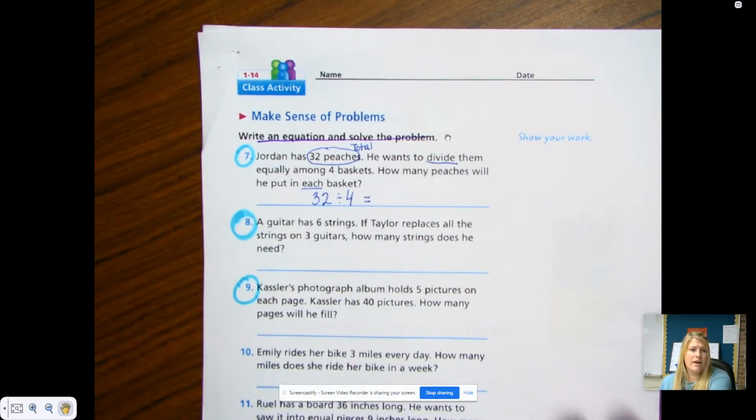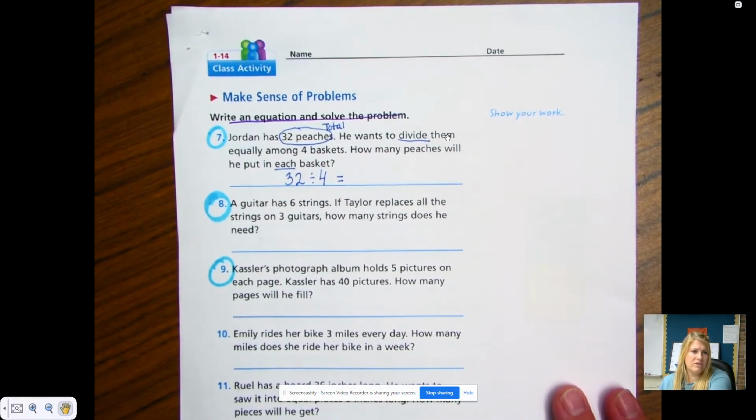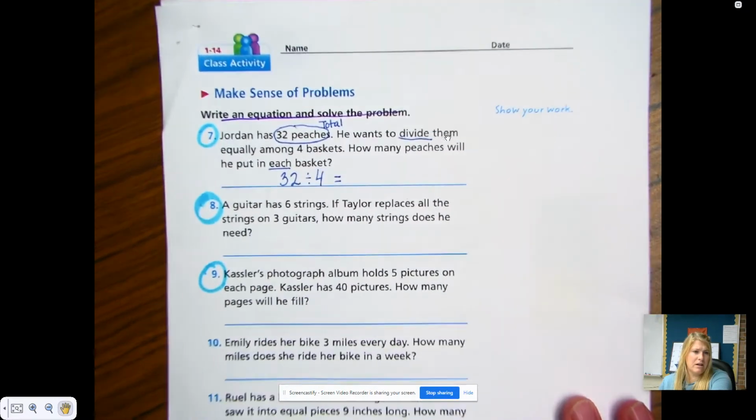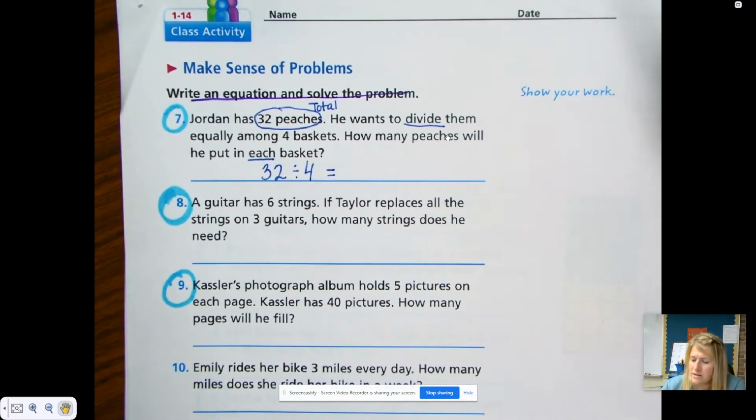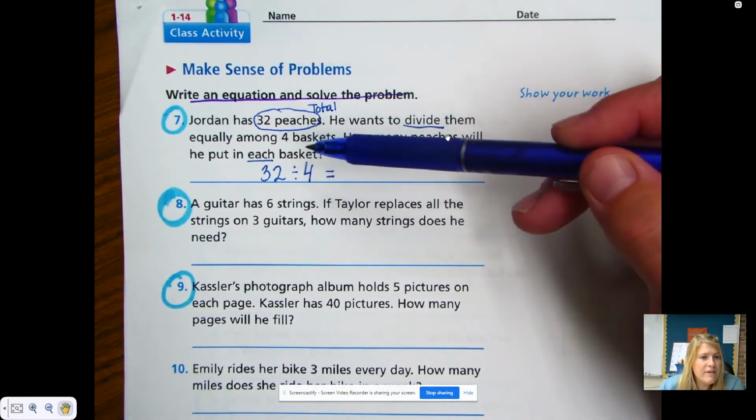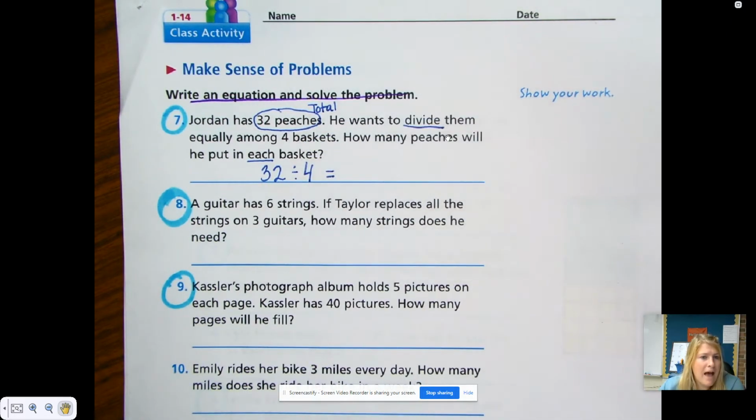I put my equal symbol. I'm going to come down just a little bit. All right, a little bit clearer. Sorry about that, you guys. So I have 32 divided by 4. How many peaches will he put in each basket?